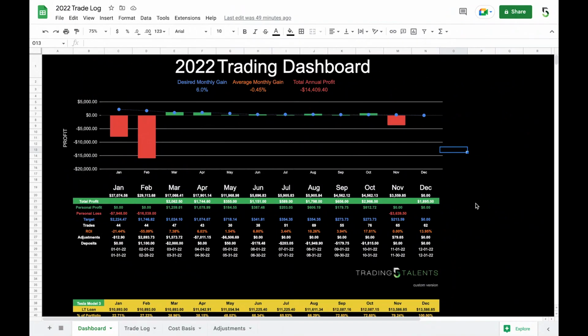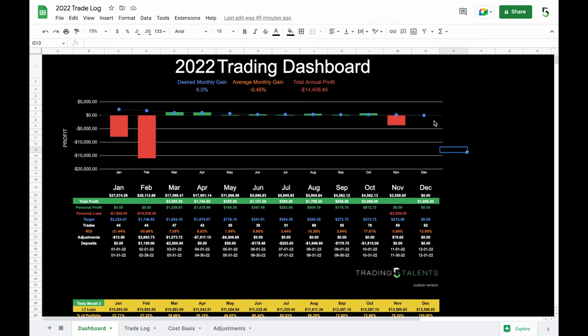Let's take a look. Okay, so this is my 2022 trading dashboard. Remember, this is a Google Sheet and it's a free download. So if you'd like to access it, go ahead and click on the link down below, click on File, then click on Make a Copy, and then you can have it for your own use. I've updated it to 2023, and I also had a few other video tutorials on how to transfer trades and also how to edit this trading dashboard.